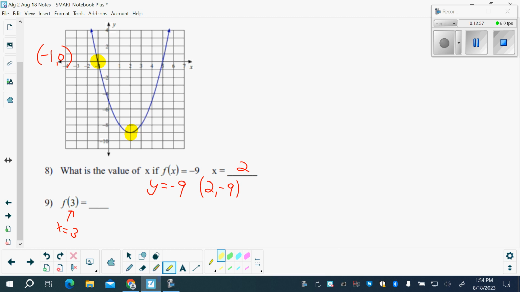Let me do a different color. We are at right there. So that would have coordinates of 3, -8. So my value here is -8. F of 3 equals -8 because this is the y value, the f of 3. Questions on that? Okay, go ahead and do the U-try.